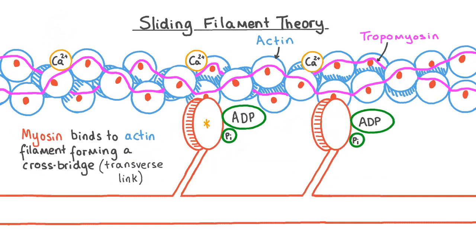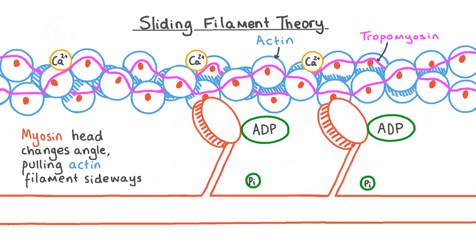This allows the myosin heads to bind to the actin filament by forming a cross bridge, sometimes called a transverse link. This cross bridge temporarily links the actin and myosin filaments together. This binding releases an inorganic phosphate molecule from each of the myosin heads. The myosin head then changes angle, which pulls along the whole of the actin filament. This process, which is sometimes known as the power stroke, releases ADP from the myosin heads.